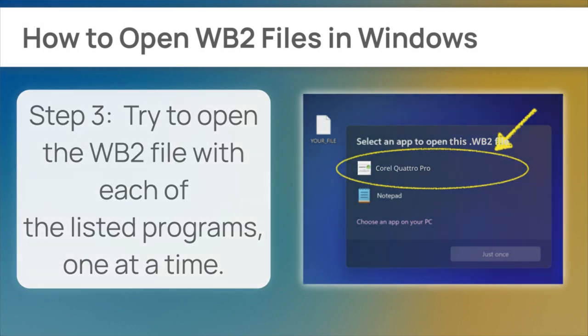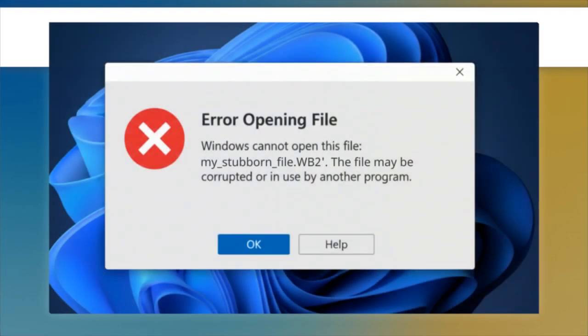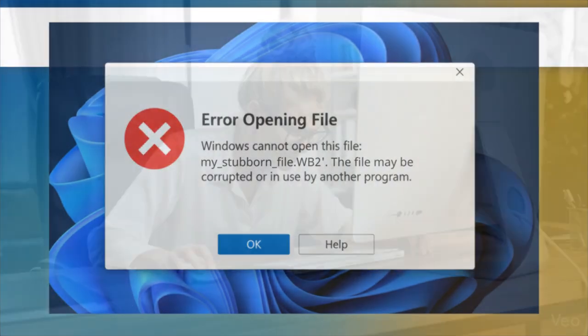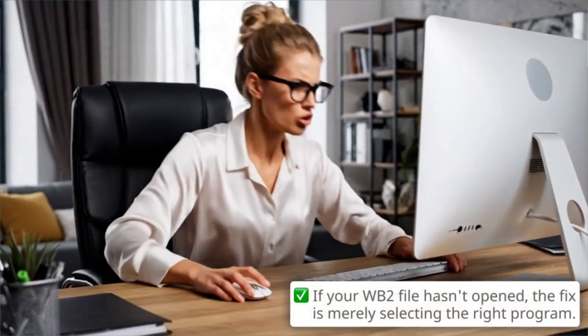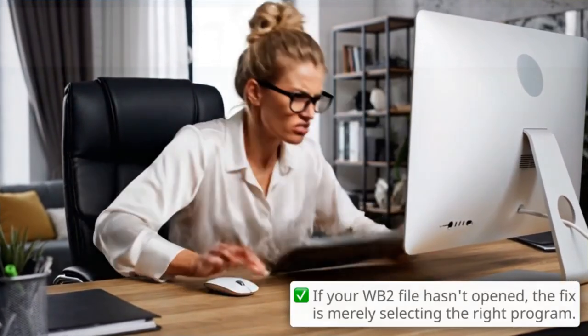Methodical testing is best. If the WB2 file won't budge, stay calm. The file is failing for a technical reason, not a silly one. Before we apply the universal solution, let's review the most likely root causes of the error.